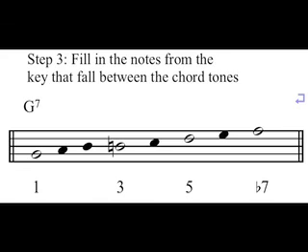Now, normally in diatonic chord scales there are only 3 notes, but in some secondary dominant chord scales, not all of them, there are actually 4 notes from the key that fit in between the chord tones. In between G and B natural, we have A flat and B flat. In between B natural and D, we have C. In between D and F, we have E flat. So this is our chord scale. It's actually an 8-note chord scale.